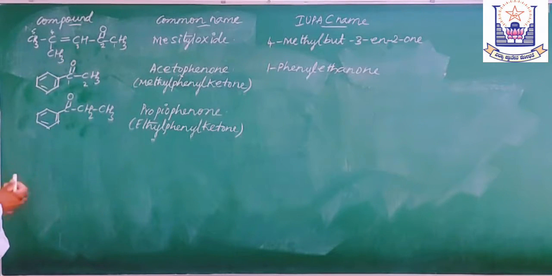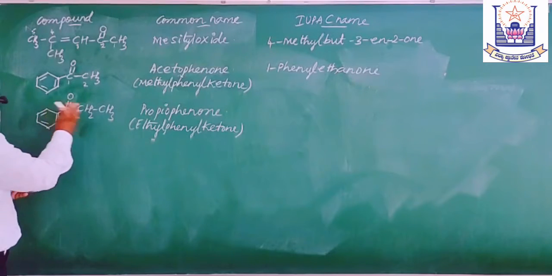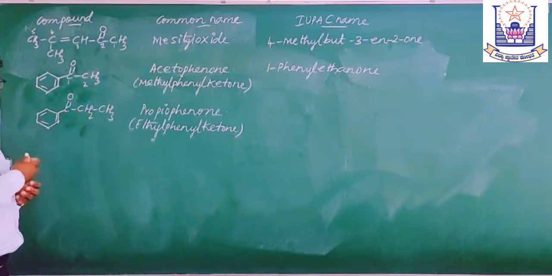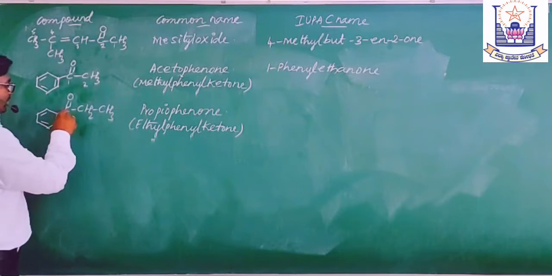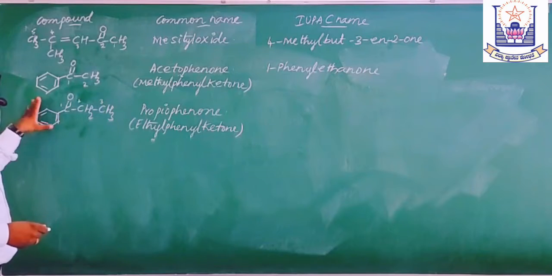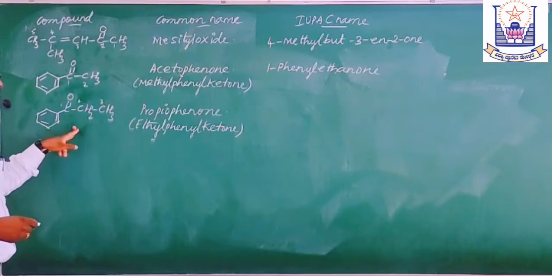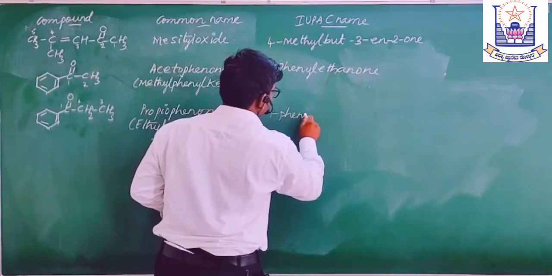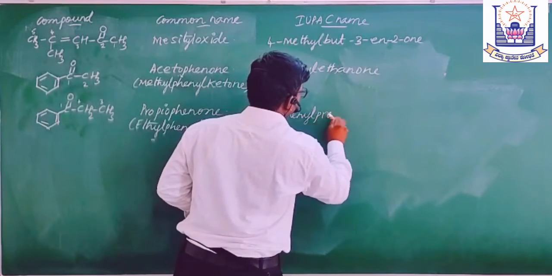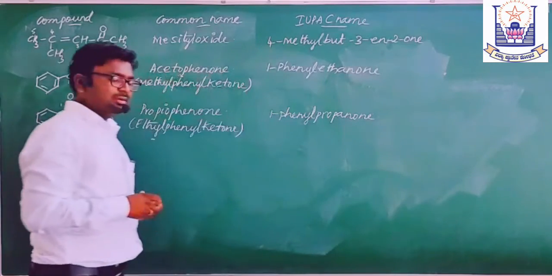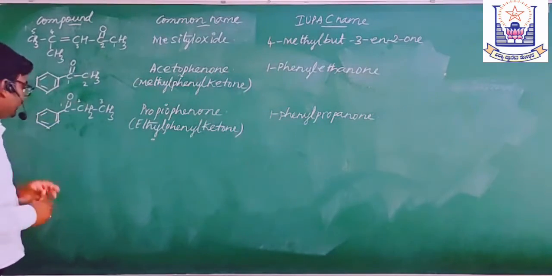What is the IUPAC name? Again, we have to select the open chain because the functional group is present in the open chain. This is carbon 1, 2, 3. So 1-phenylpropanone. 1-phenylpropanone is the IUPAC name. Come to the next compound.